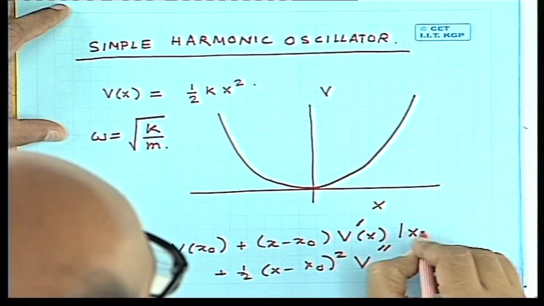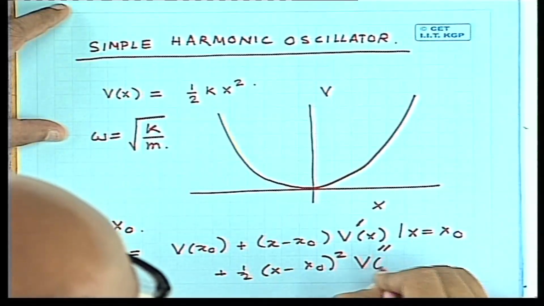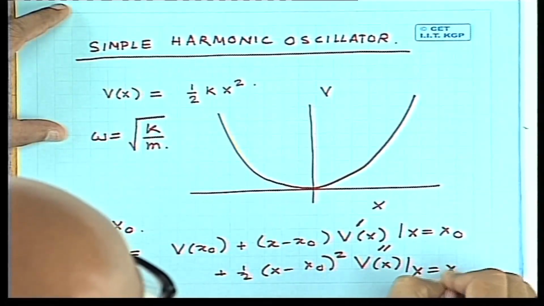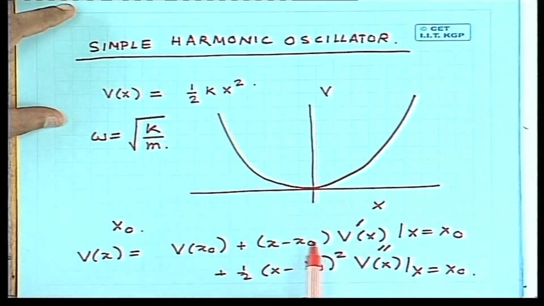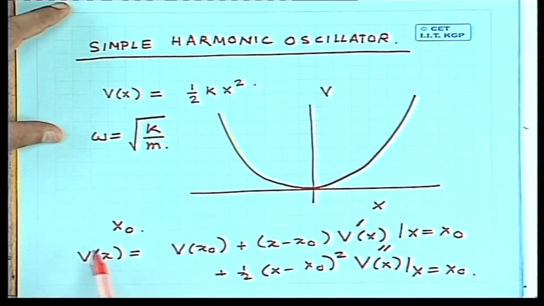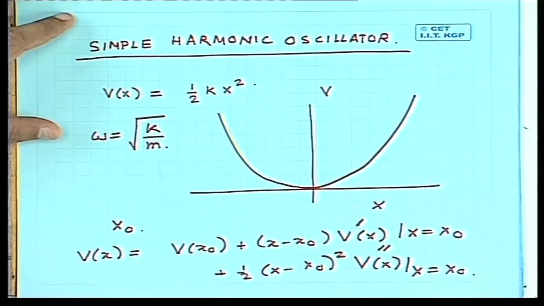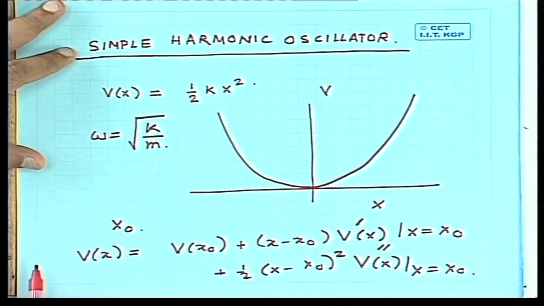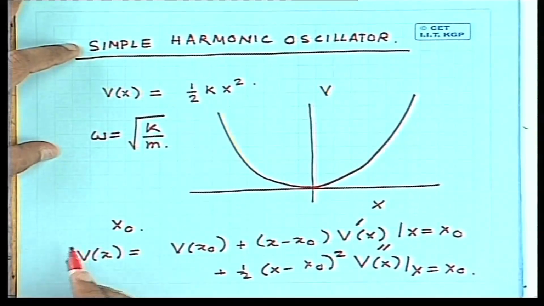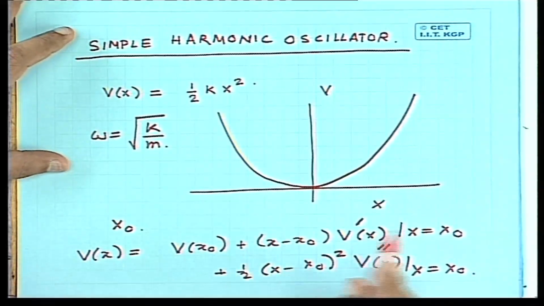This is at x equal to x naught. This is also at x equal to x naught. Okay. So we have done a Taylor expansion of this potential around x naught. So we have a particle which, when it is at x naught, it is at equilibrium, and we want to study what happens if I disturb it slightly from equilibrium. So in order to do that, we can look at the potential around the equilibrium point x naught, and for small disturbances we can just do a Taylor expansion, and this is the form of the potential.